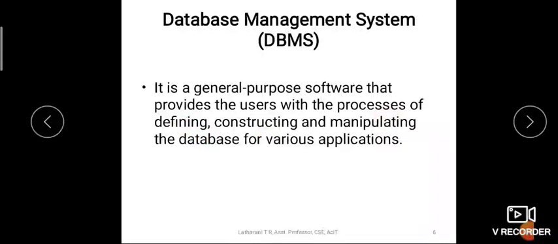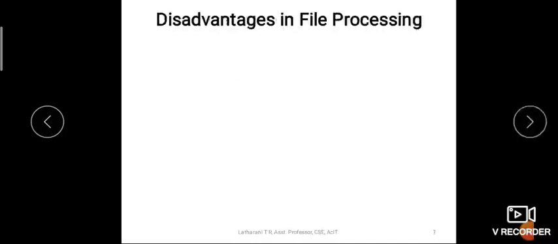Defining means how your database should be. You design first, then according to the design you construct, and then after constructing you put some data into it and manipulate the data. Manipulating means adding more data, deleting the existing data, updating the data, retrieving the data. All those things are manipulating operations. So a database management system is general purpose software which lets you perform operations on the data, like defining, constructing and manipulating, for various kinds of applications.